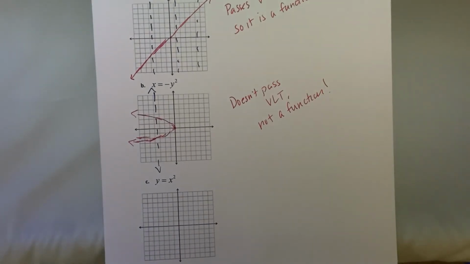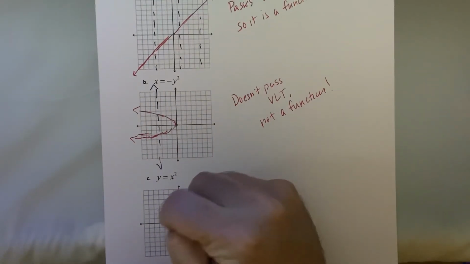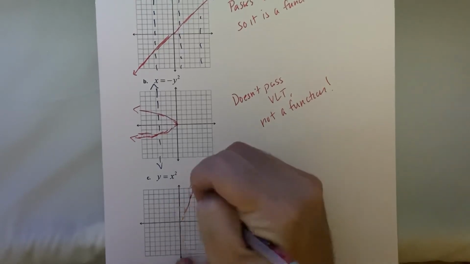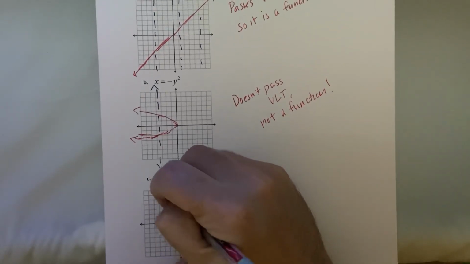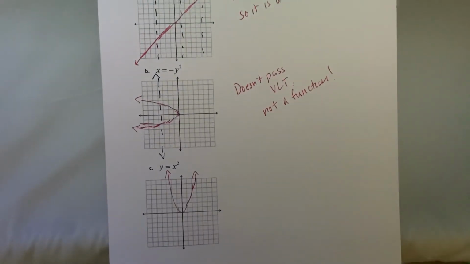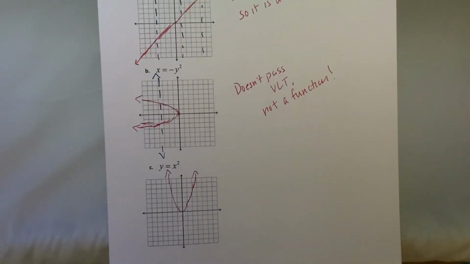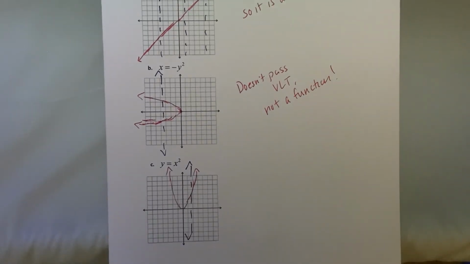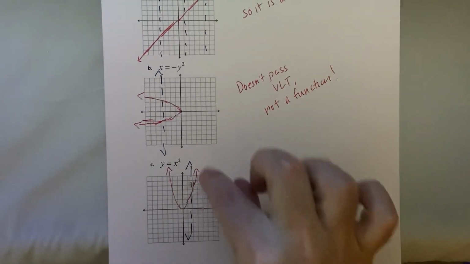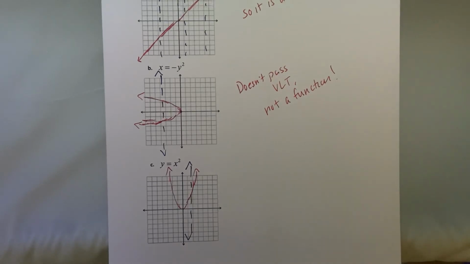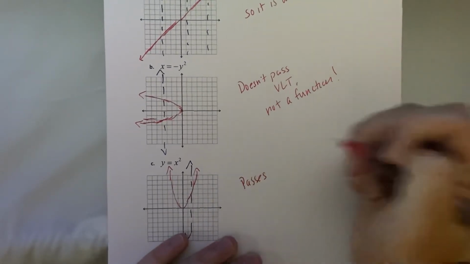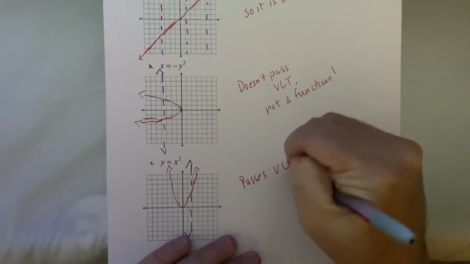And lastly, y equals x squared is our normal upward facing parabola. And if you drop a vertical line, in this case, anywhere, it should only touch once. Even though this looks like it gets almost vertical, it never quite gets there. So this passes the vertical line test. So it is a function.